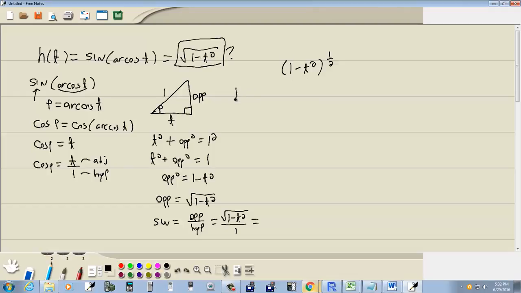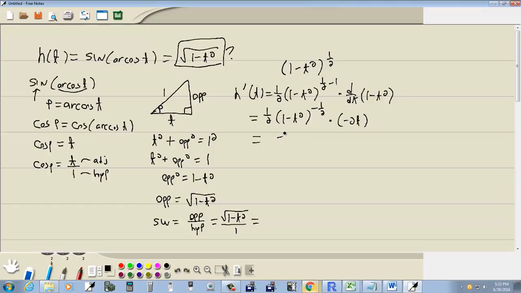Now this is a chain rule, so take our power, put it out in front. What's inside the parentheses remains as is. We'll lower our power by 1 times the derivative of what's inside the parentheses. So we'll have 1/2 and then 1 minus t squared. 1/2 minus 1 is negative 1/2 times the derivative of 1 drops away. The derivative of negative t squared is negative 2t.